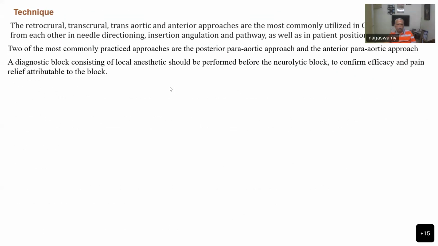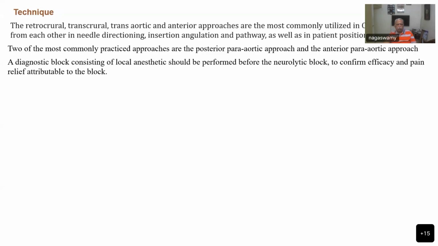Now, a diagnostic block consisting of local anesthesia should be performed before, if you plan to do a neurolysis. You have to first make sure that the block is effective by injecting local anesthetic. And the patient will have immediate relief of pain once the block is successfully and correctly done by blocking the celiac plexus. A patient who has been writhing in pain for a number of days or months will immediately have a big relief, and he will thank you for the block done with the local anesthetic.